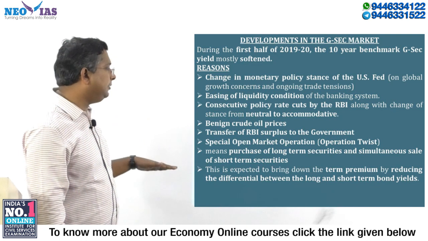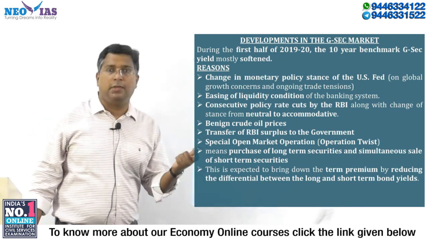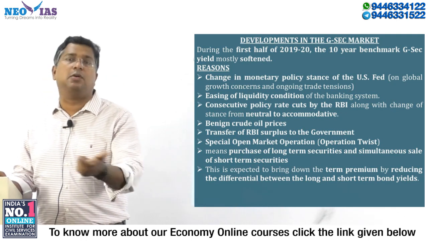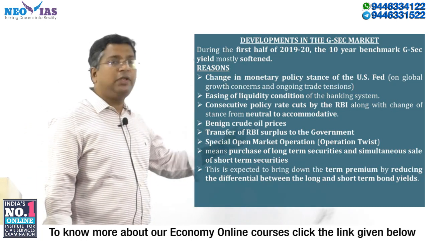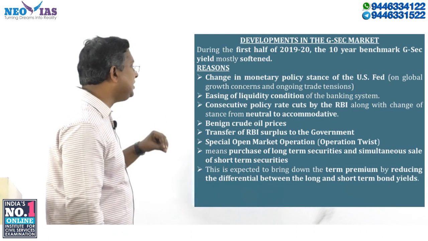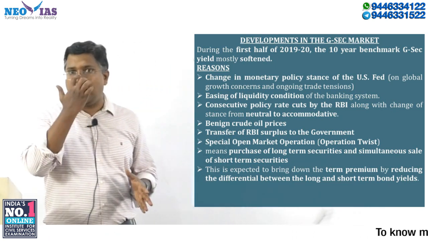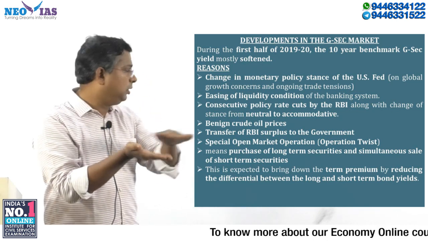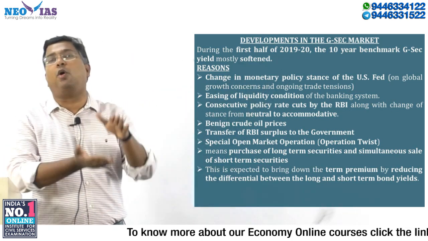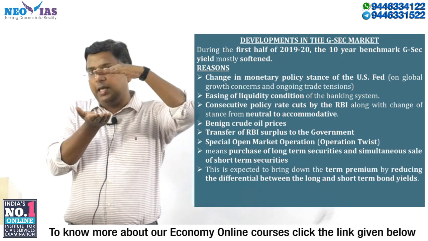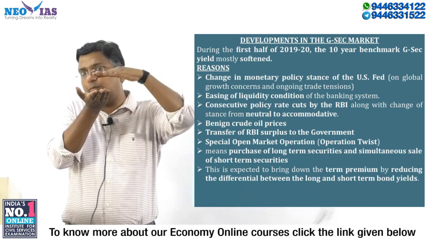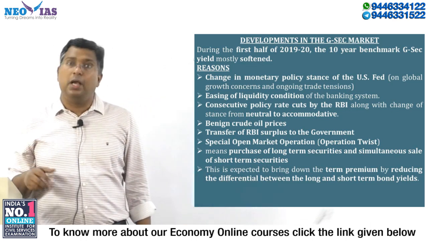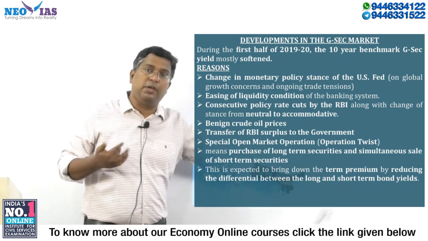Okay, so this is expected to bring down the term premium. So when RBI conducted this special open market operation, also called Operation Twist, it had an impact on the term premium. The term premium has been reduced. What happened is the differential between the long-term and short-term bond yields. So they can ask, what is this term premium? Term premium is the difference between the long-term bond yield and the short-term bond yield. So since there has been a decrease in the long-term bond yield and an increase in the short-term bond yield, the term premium, which is the difference between the yield of long-term bond and short-term bond, has reduced. So there's a high chance that they can ask you what is this term premium also. And the term premium has come into use because of this Operation Twist.